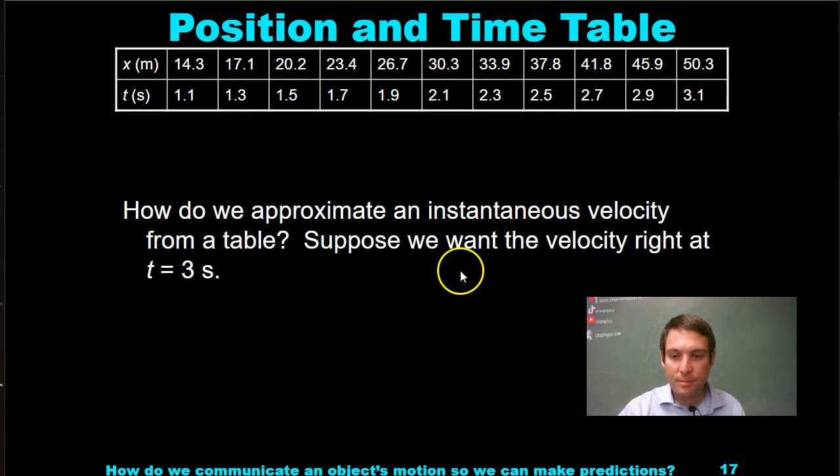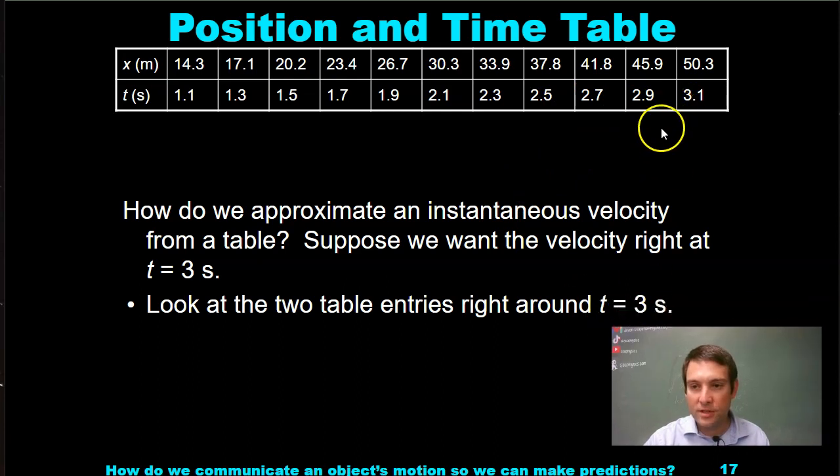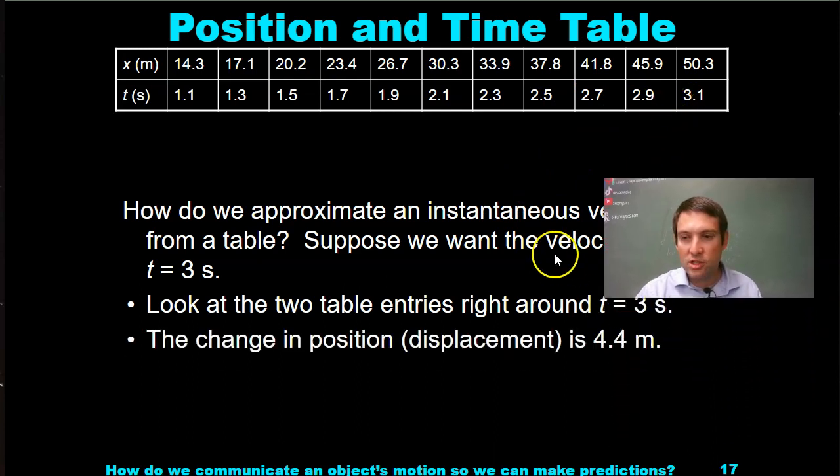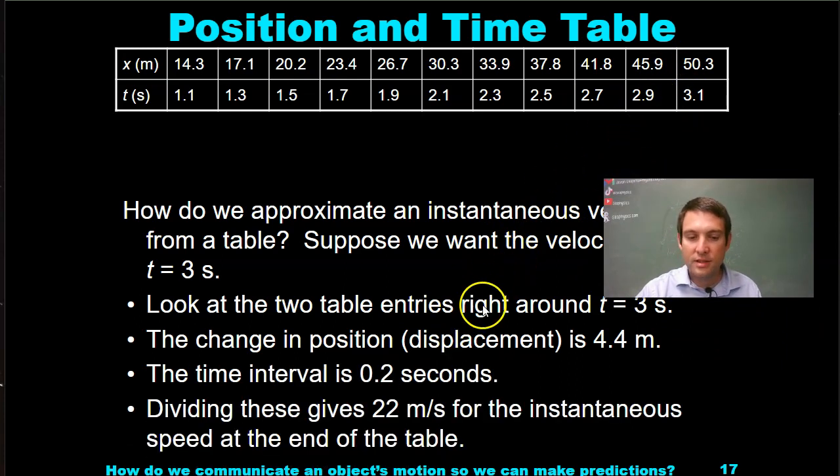How can we approximate an instantaneous velocity from a table? Let's say we want the velocity right at 3 seconds. Right here, in between these two. Look at the two entries right around 3 seconds. The change in position is 4.4 meters. The time interval is 0.2 seconds. Dividing these will give us 22 meters per second for the instantaneous speed right around 3 seconds. Not exactly 3.0 seconds. You would need other math or more information to figure that out.